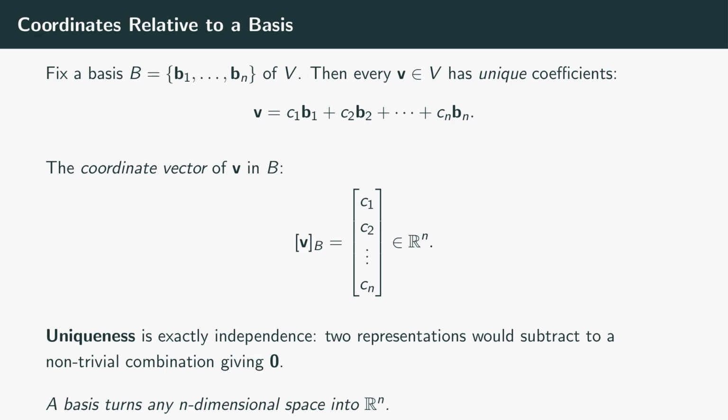That is precisely independence. If a vector had two different representations, subtracting one from the other would give a non-trivial combination of the basis vectors equal to 0, which independence forbids. So uniqueness and independence are the same statement viewed from two sides.